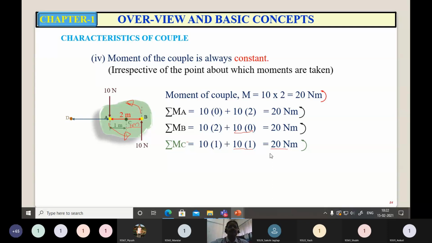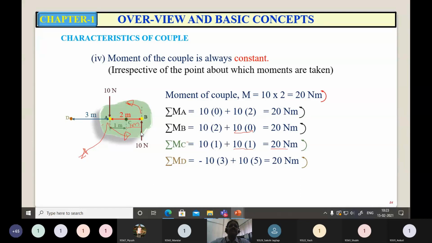Let us consider some other point, say D, at a distance of say 3 meters from A. Now we will find the resultant moment of these two forces about point D. What is the moment of this 10 Newton which is acting at A about point D? It is 10 into perpendicular distance of 3 meters, so 10 into 3. But what is the sense of rotation? This 10 Newton is tending to rotate in the clockwise direction about point D. Right. So clockwise moments are taken as minus. So it is minus 10 into 3.